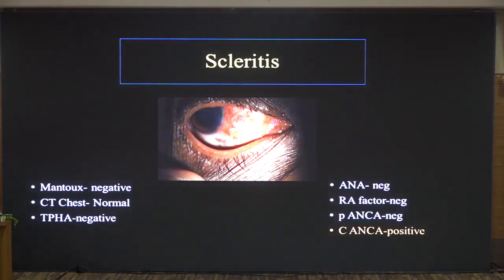Scleritis. Now, we are seeing increasing cases of infective causes. So whenever you see scleritis, make your chart as infective versus non-infective. Always test these patients unless there is an underlying autoimmune disease which is known. But otherwise, always test these patients for infective as well as non-infective. So in infective, you have a Mantoux, TPHA, CT chest. Non-infective, you are doing the rheumatological workup: ANA, ANCA, both P and C, and RA factor.